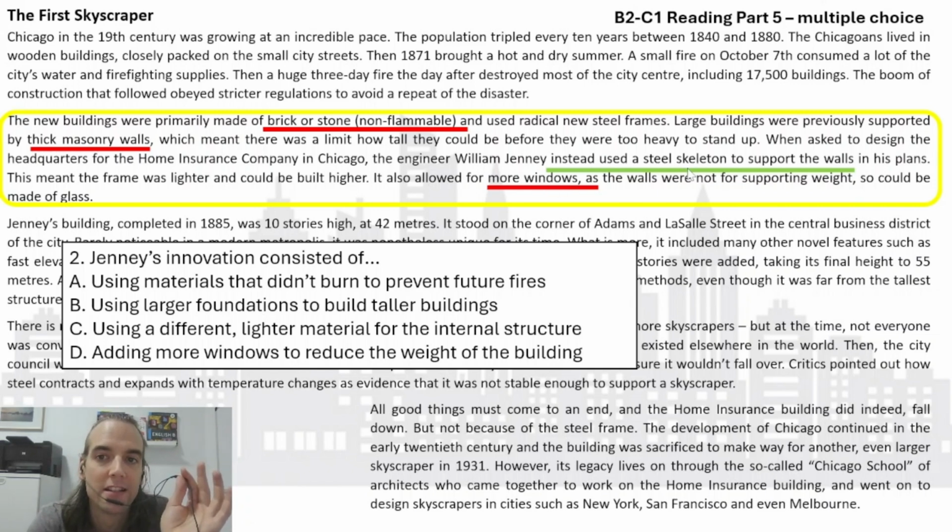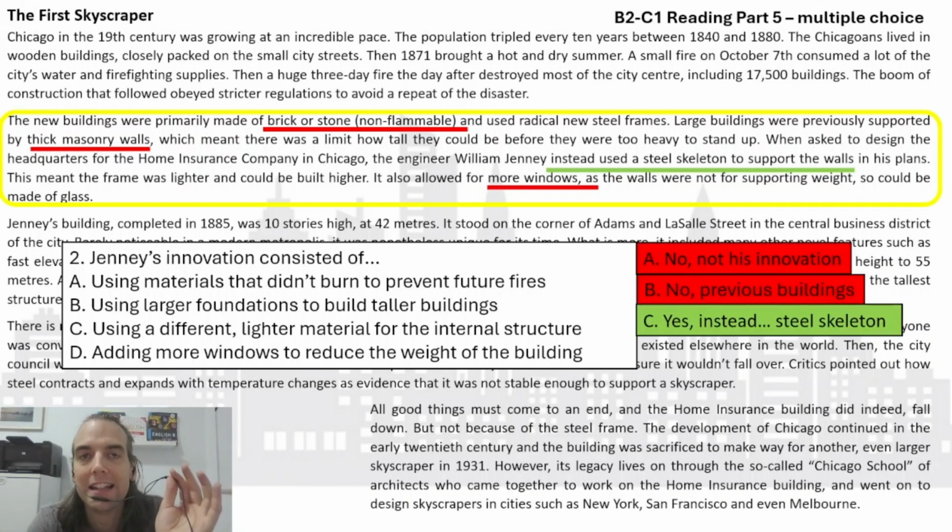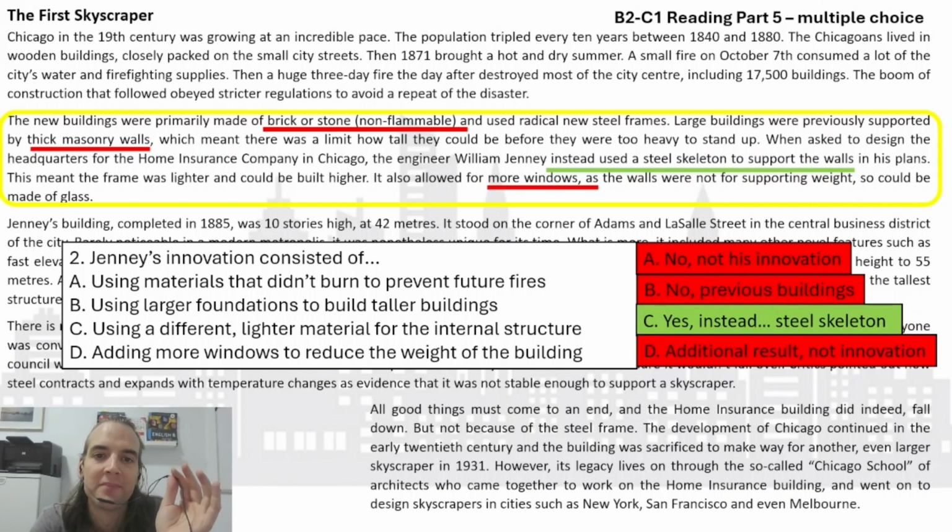The innovation is the steel skeleton, which could be a different lighter material, steel, for the internal structure, for the skeleton and supporting structure, similar idea. So C is going to be the best answer here, isn't it? And D, again, windows is mentioned, but that's not the point of the innovation. So as we said, not A, not B, C, yes, and not D.